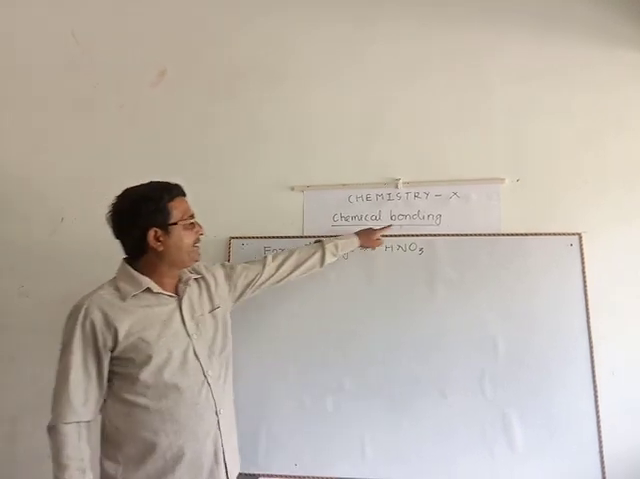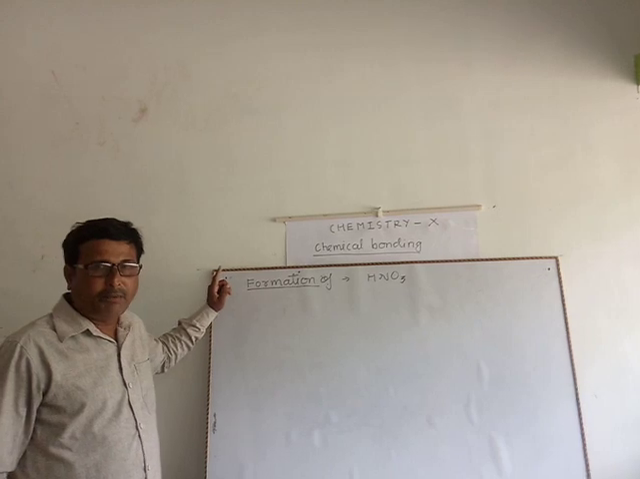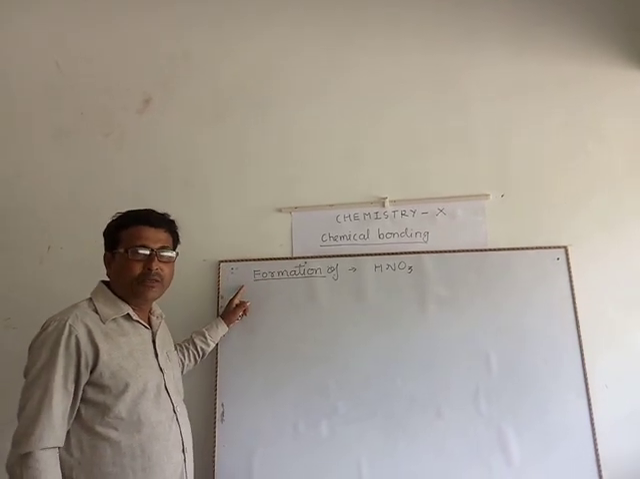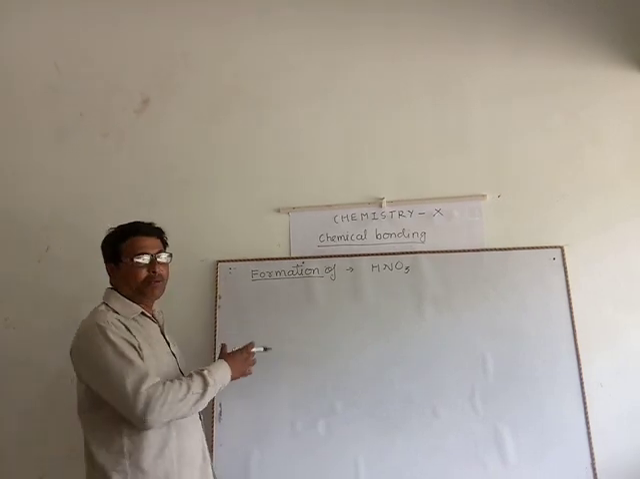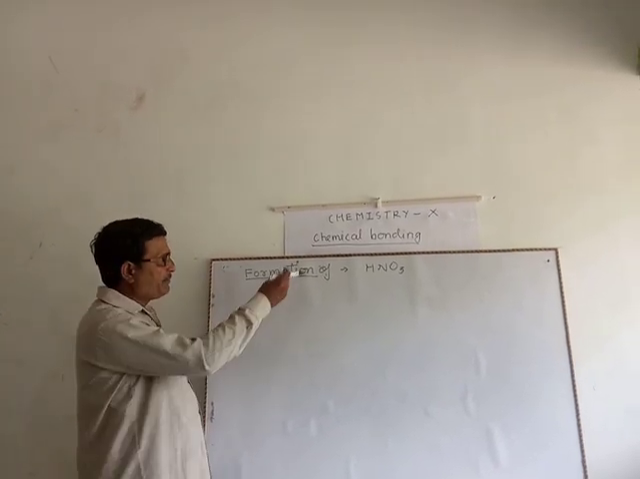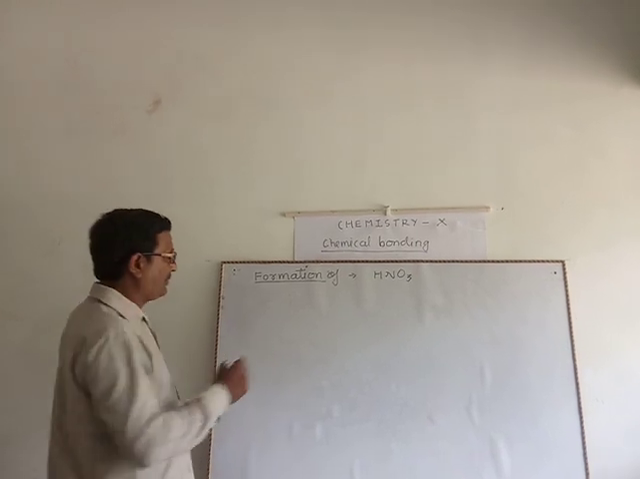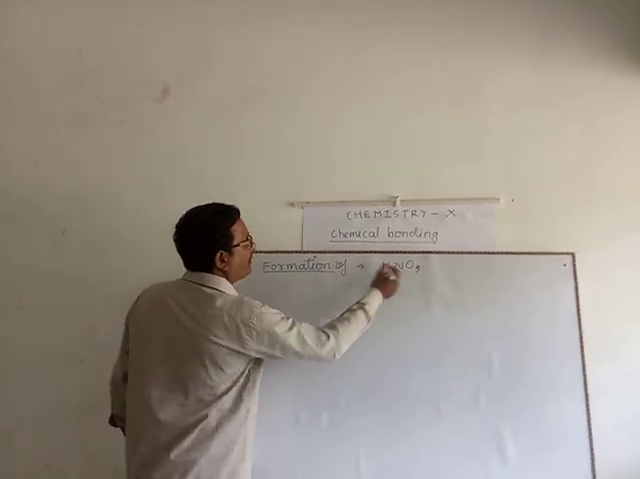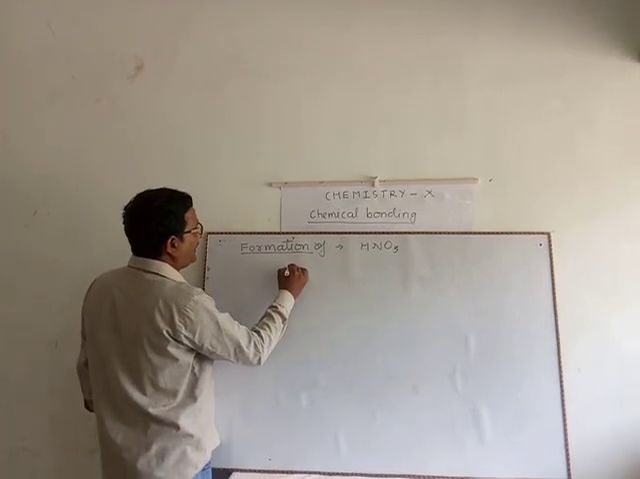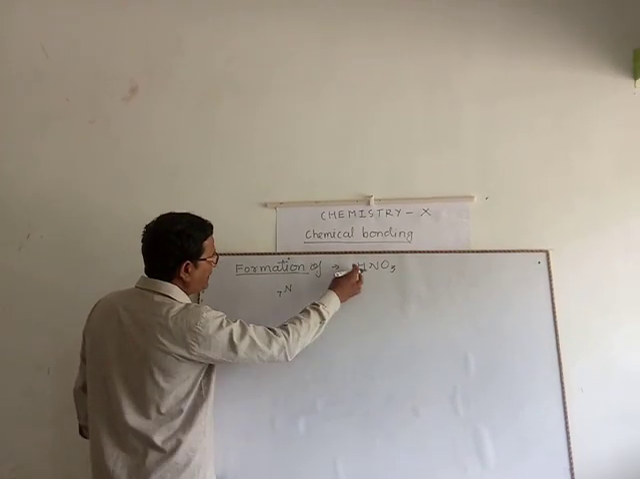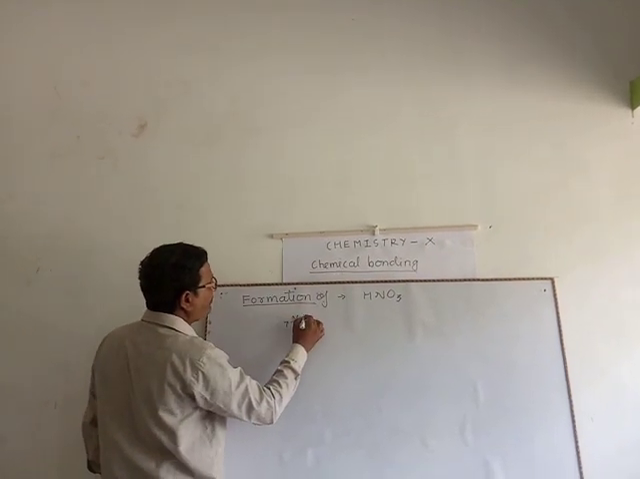In the chemical bonding chapter, we study the formation of ionic compounds, covalent compounds, and coordinate compounds. I have given homework: show the formation of the following compounds. Of these, a few I am going to explain together, covalent and coordinate compounds. See the formation of nitric acid. For that, you write the electronic configuration of each atom present in the compound nitric acid.